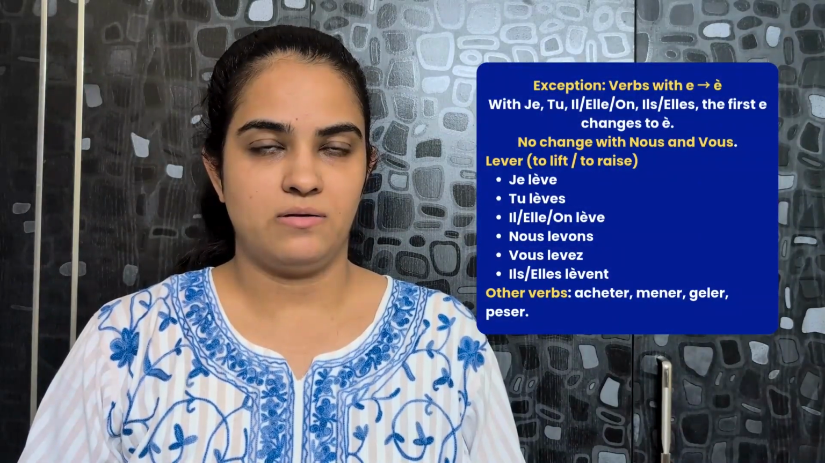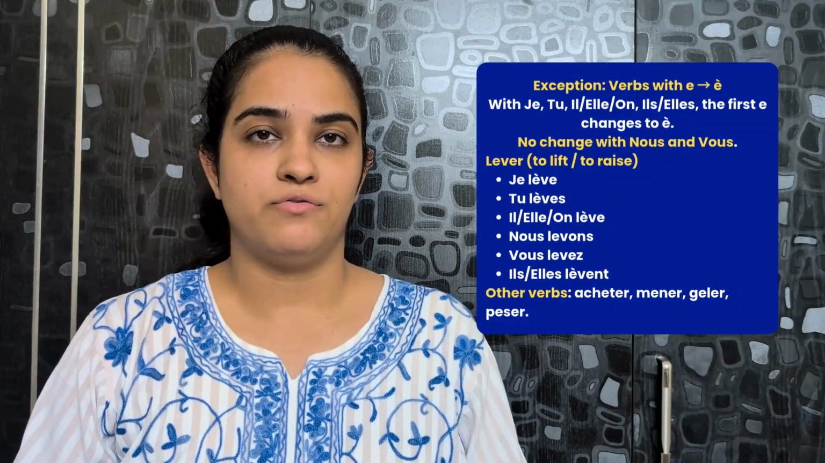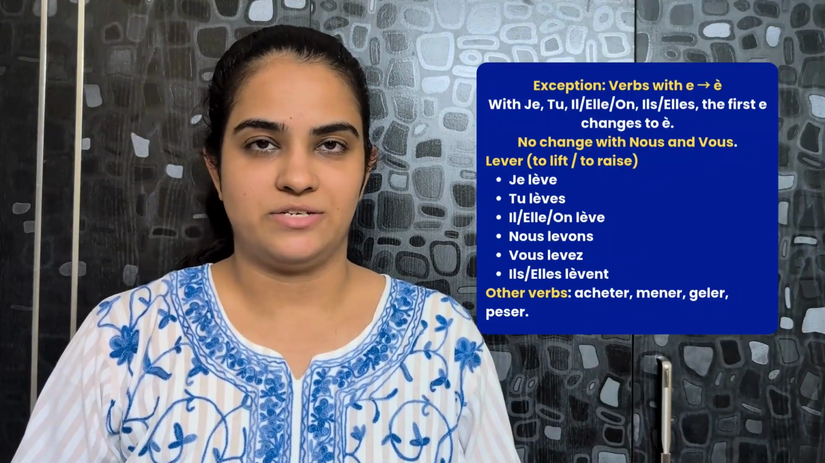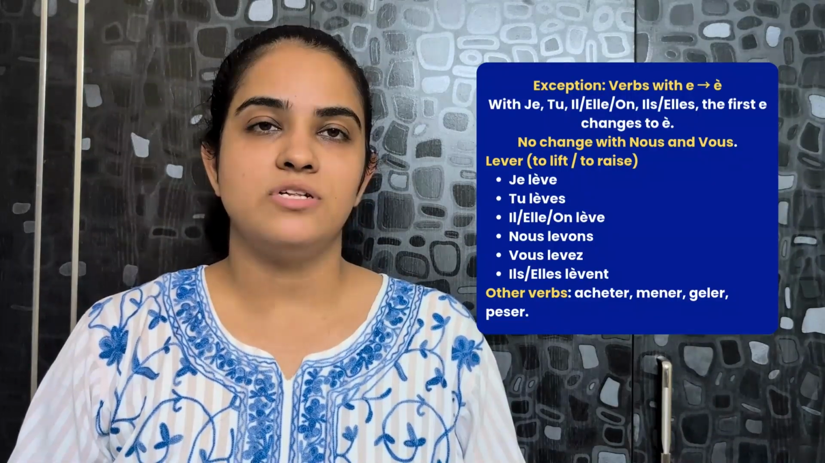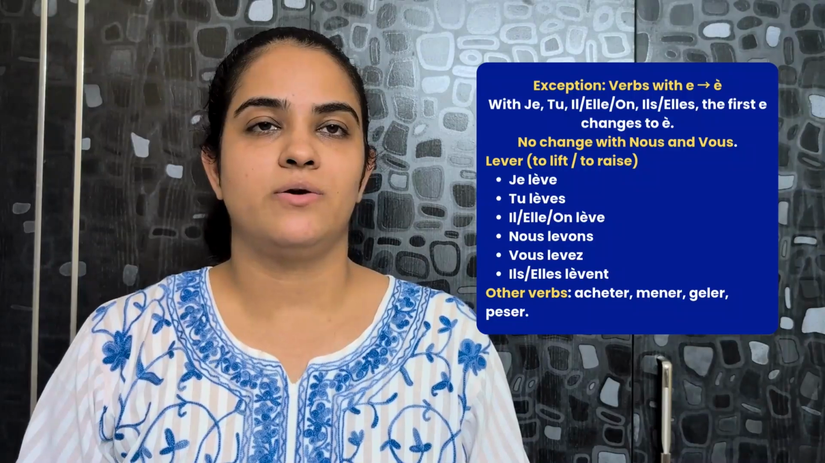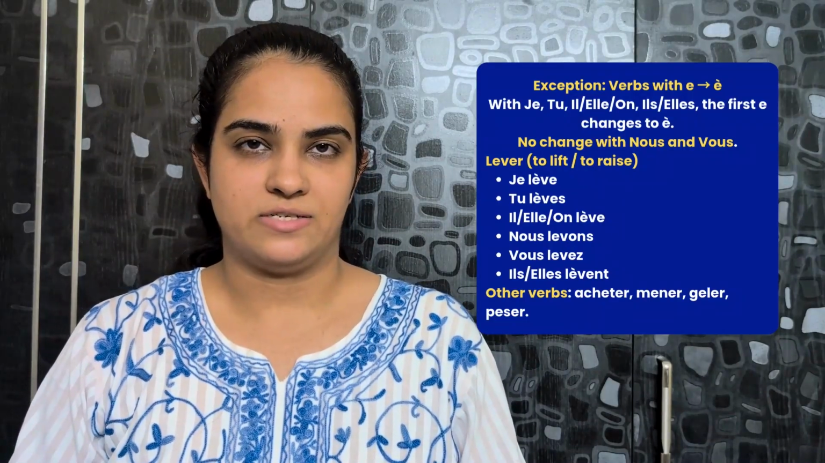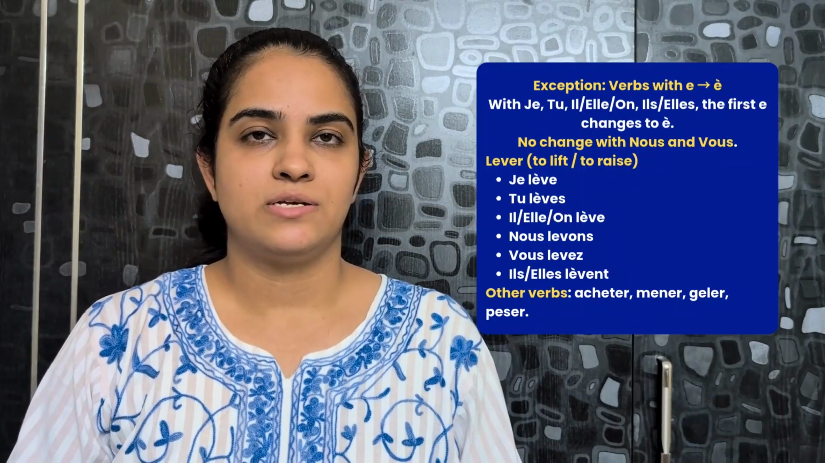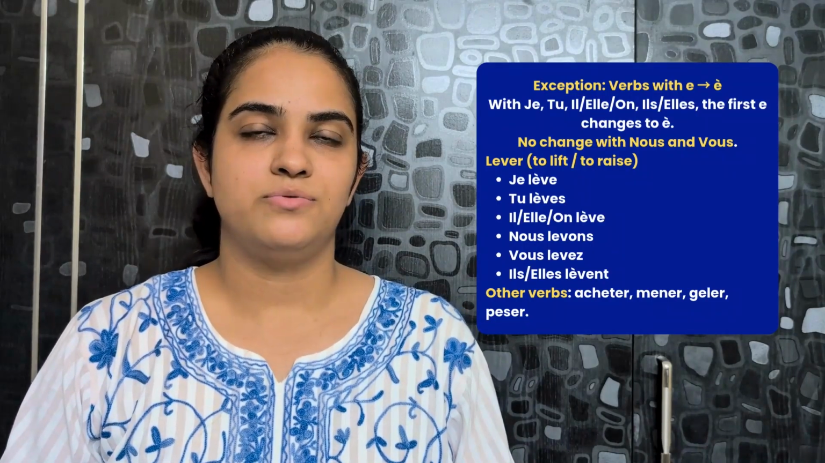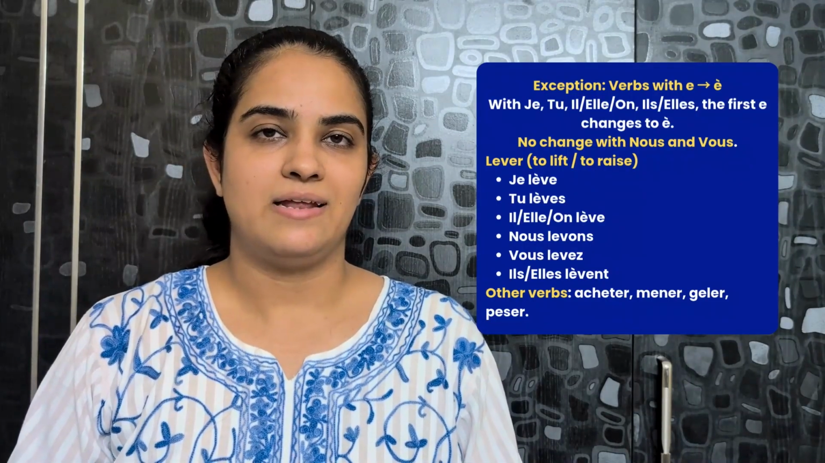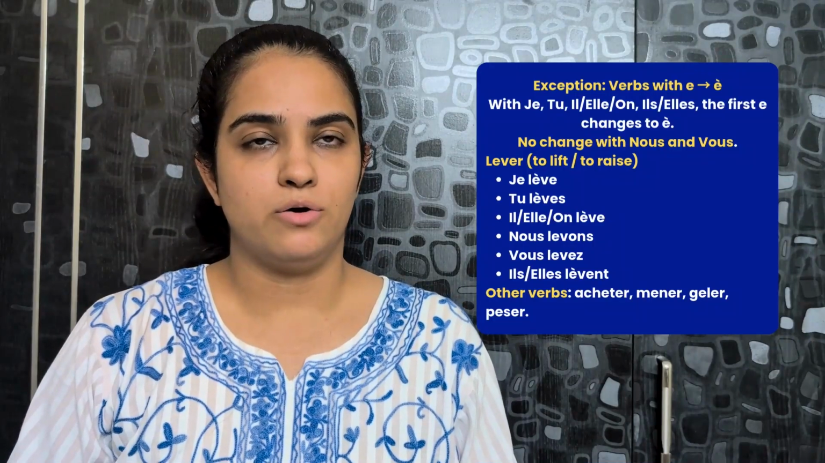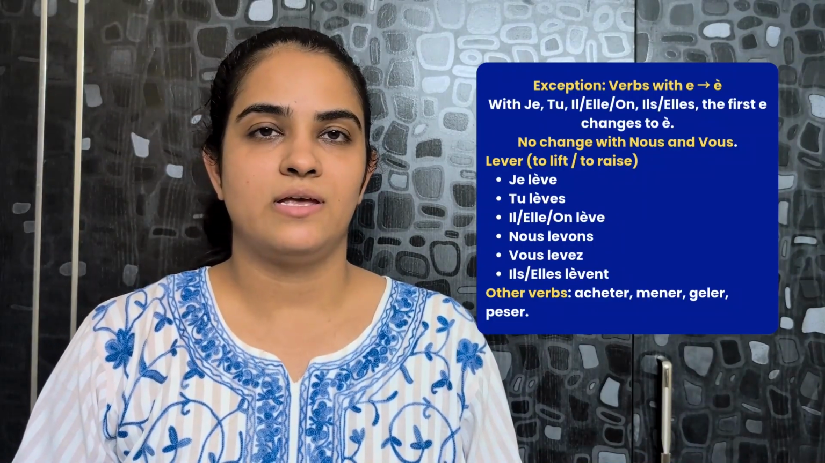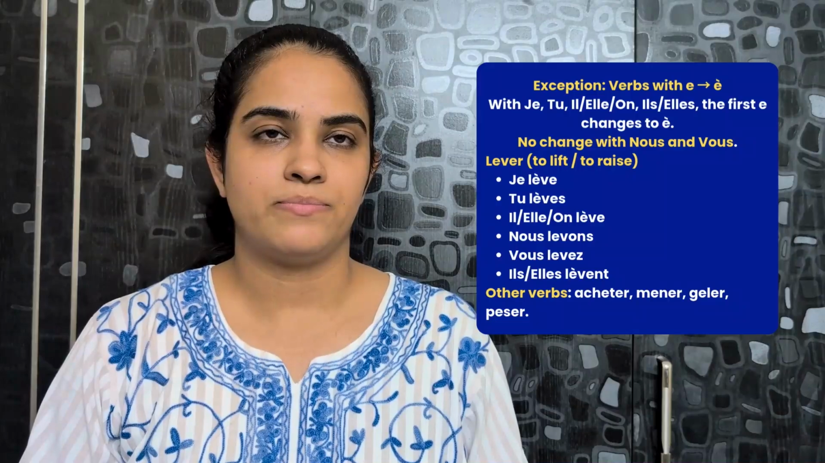Another group of exceptions is the verbs where you have an e sound. For example, acheter, lever, mener, etc. In that, the e sound gets converted to è with the addition of an accent grave. So it becomes je lève, tu lèves, il, elle lève, nous levons, vous levez, ils, elles lèvent.